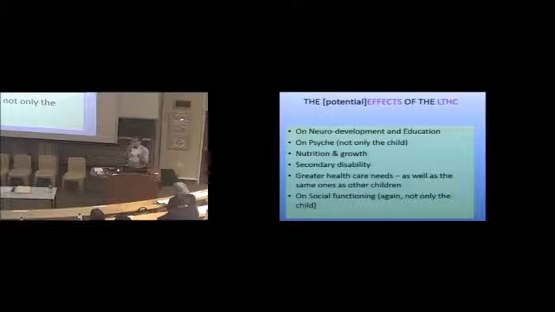Secondary disability means you have your primary condition, but because of what's happening to you, you may get a secondary disability. So if you have a very severe illness and you're treated in a certain way, you may get depression, or if you're not treated in a certain way, you may get depression, which then affects your long-term illness, and so it goes on. You have greater healthcare needs. You're in and out of the system much more often than other people. You're thinking about it at home, or if you're not, your parents are thinking about it all the time.